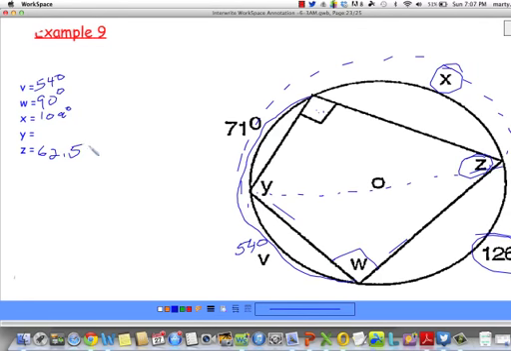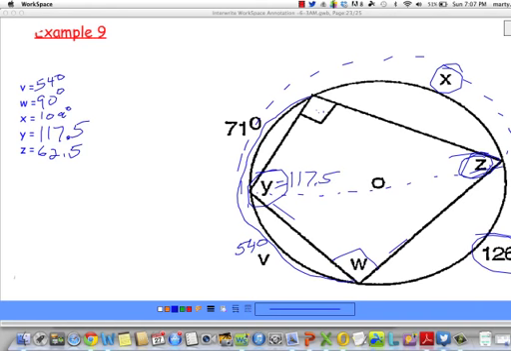I've got options for finding Y. The best one would be if these two are 90. Remember the cyclic, supplementary. Y and Z are supplementary. So I can do 62 and a half from 180 leaves me with 117 and a half. This is 117 and a half. Cyclic quadrilaterals have the opposite angles supplementary.